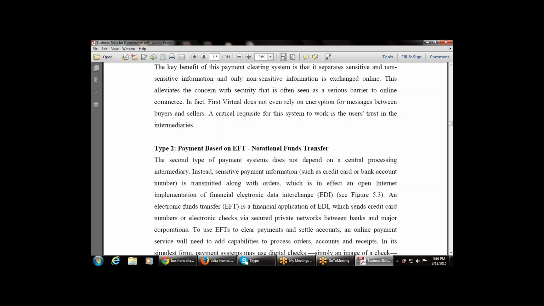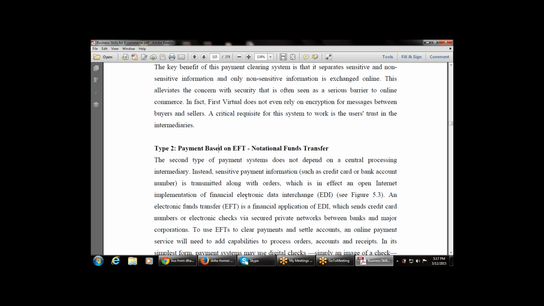Instead, sensitive payment information such as credit card or bank account number is transmitted along with the order. That is, there are no intermediaries who transfer the information from buyer to seller. Instead, sensitive information such as the credit card number is transmitted with the orders, which is in effect an open internet implementation of financial electronic data interchange. Every piece of sensitive information is transferred along with the order.